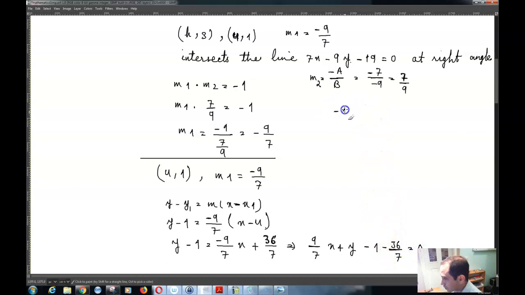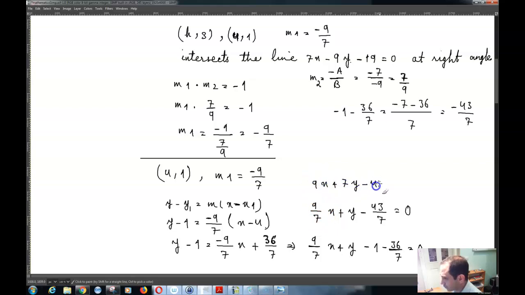Now -1 minus 36/7 is equal to -7 over 7, so that's -7, minus 36, which is -43/7. So you can write 9/7 x plus y minus 43/7 is equal to 0. And if I multiply by 7, I'll get 9x plus 7y minus 43 is equal to 0. That is the equation of the line, the equation of this line over here.